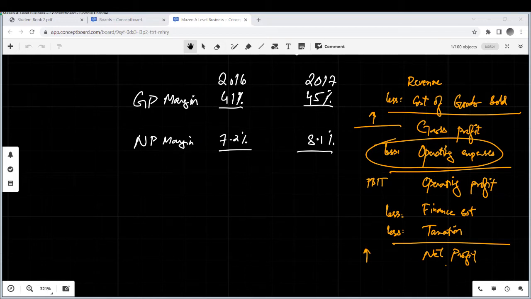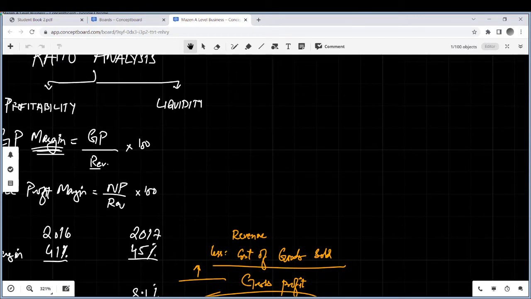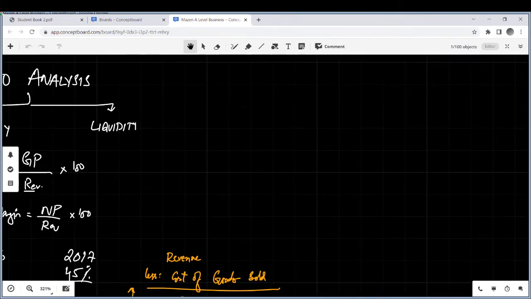These are the only profitability ratios that are given for your syllabus. The other ratios that we have are now liquidity ratios. And liquidity ratios, I told you, tell you if the business has the ability to pay back the borrowings, the amounts that it has to pay back. So in liquidity ratios, the first one that we are going to look at is what we call current ratio.